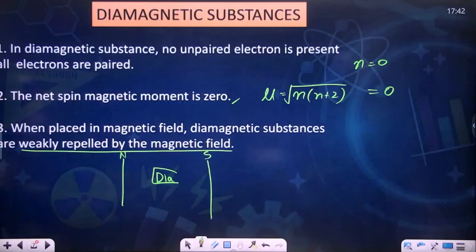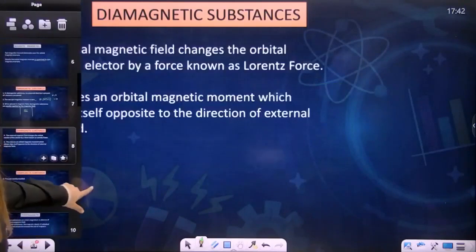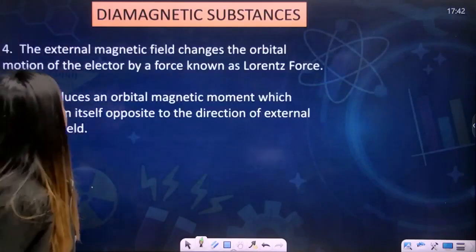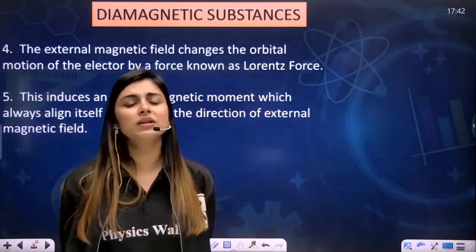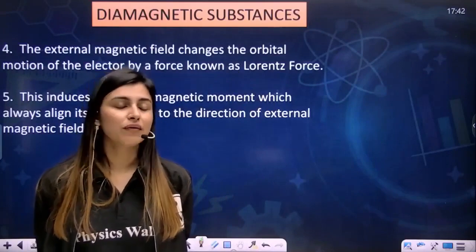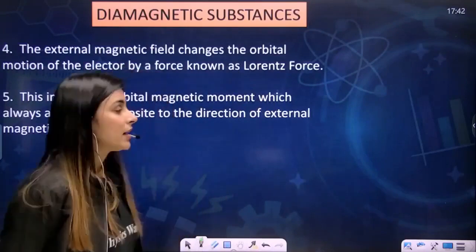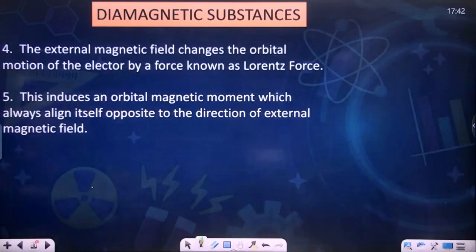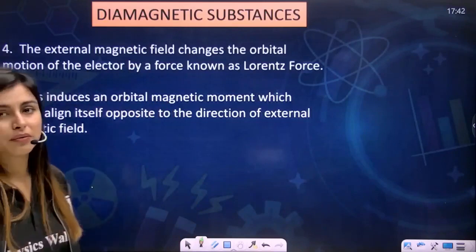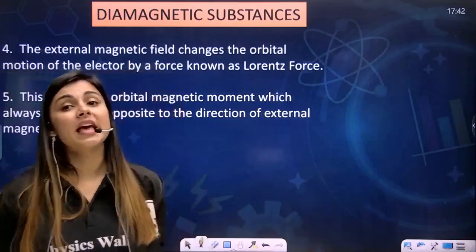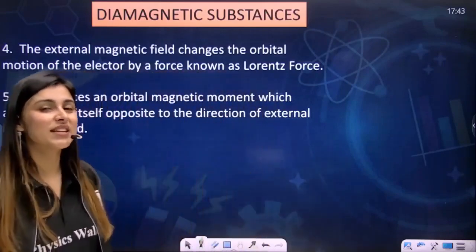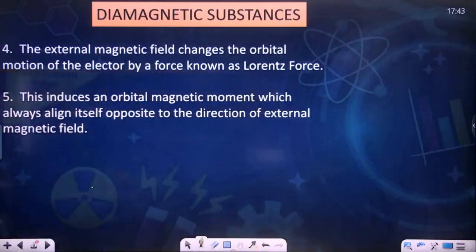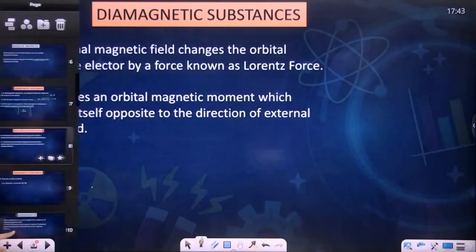I hope you've written it. Now, the external magnetic field changes the orbital motion of the electron by a force known as Lorentz force. This force you will discuss in physics. So this line is of no use in chemistry. Just forget it. Okay. Next, this induces an orbital magnetic moment which always aligns itself opposite to the direction of the external magnetic field. Okay. You will be discussing everything about this in physics as well. So this is your diamagnetic substances. You can pause the video, write it down, and then we'll move forward.